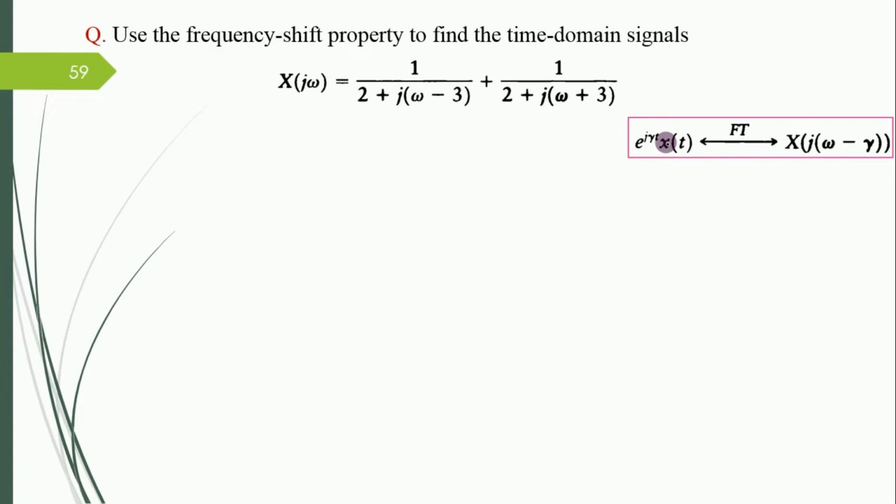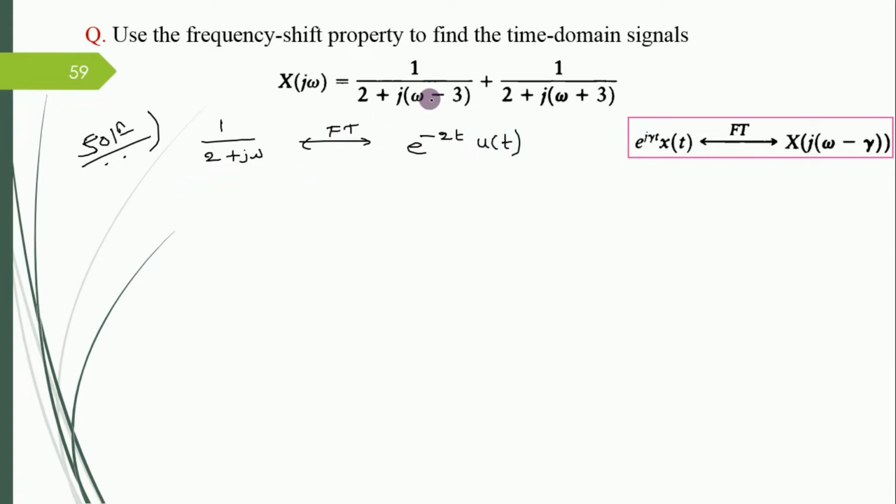So the frequency shift property tells that e raised to j gamma t x of t shifts in the frequency domain to X of j omega minus gamma. Now we shall proceed in this way. Solution goes like this. 1 by 2 plus j omega's FT pair is, in place of 2 I am having a, so e raised to minus 2t into u of t. We are very well aware of these things now.